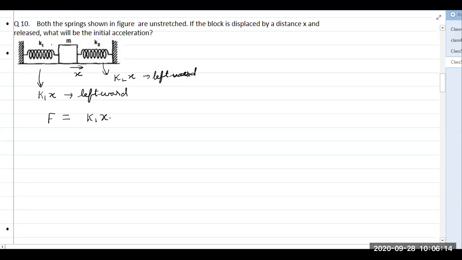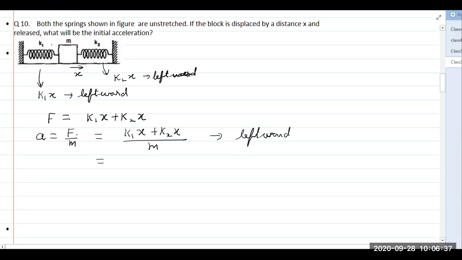So K1x plus K2x is the net force, and acceleration will be F by m. That will be K1x plus K2x divided by m, and the acceleration will be in the leftward direction, while the displacement was rightward. We are getting leftward acceleration because a equals minus kx, that's why.